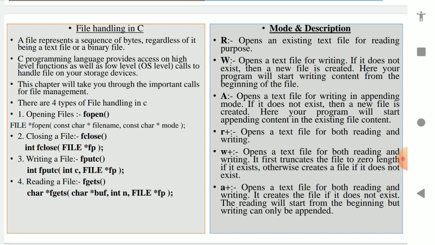r+ opens a text file for both reading and writing. Next, w+ opens a text file for both reading and writing. It truncates the file to zero length if it exists, or creates a file if it does not exist. a+ opens a text file for both reading and writing. It creates a file if it does not exist. Reading will start from the beginning, but writing can only be appended.